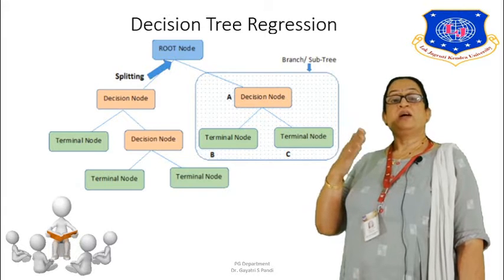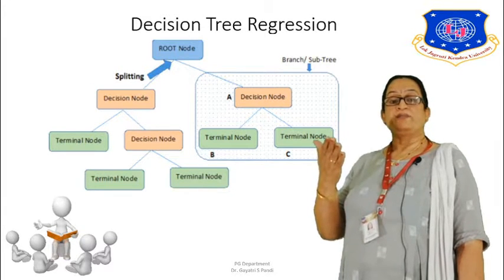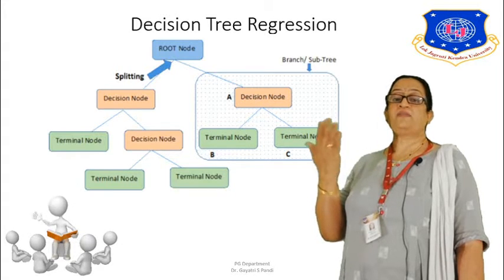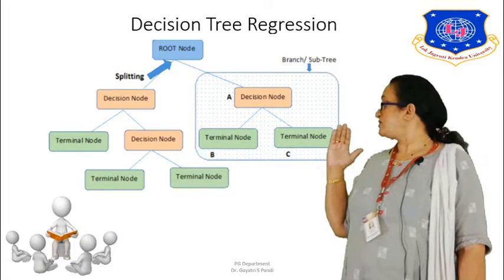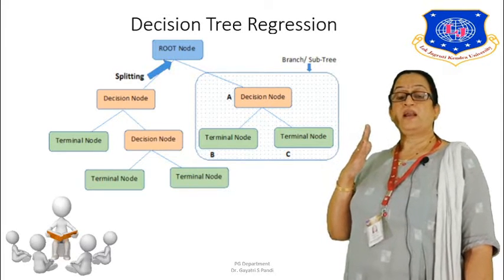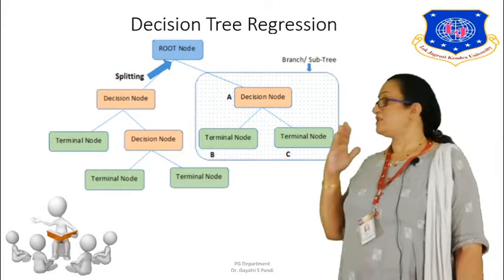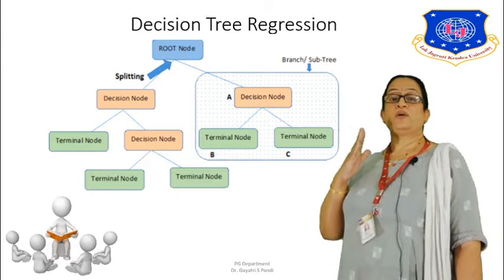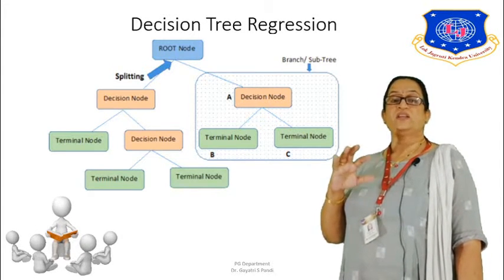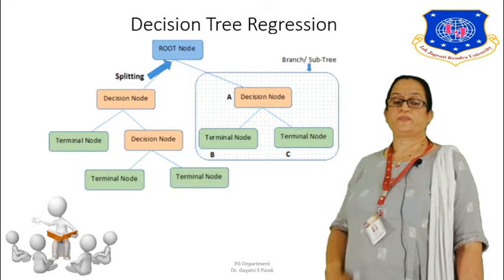And then you have some more children of it, or it could be another decision node, and a decision node can further have leaf nodes. So they are termed terminal nodes. Here you can see the terminal nodes are represented in green, the decision nodes in orange, and the root node in blue. So color representation differentiates the different types of nodes.